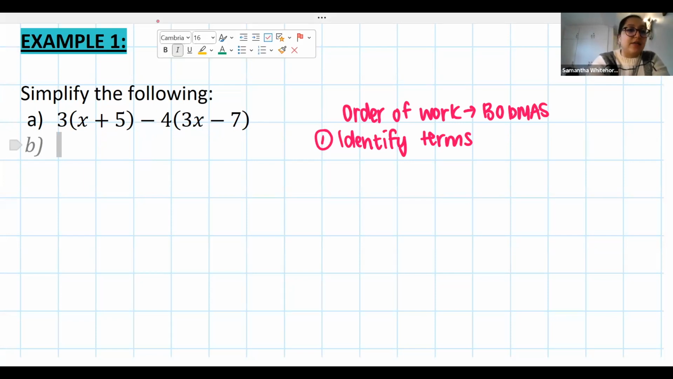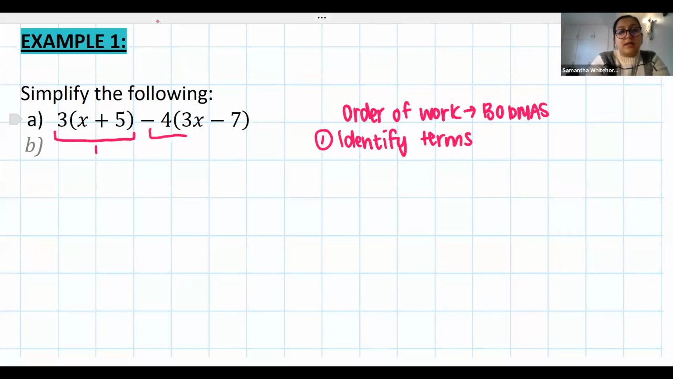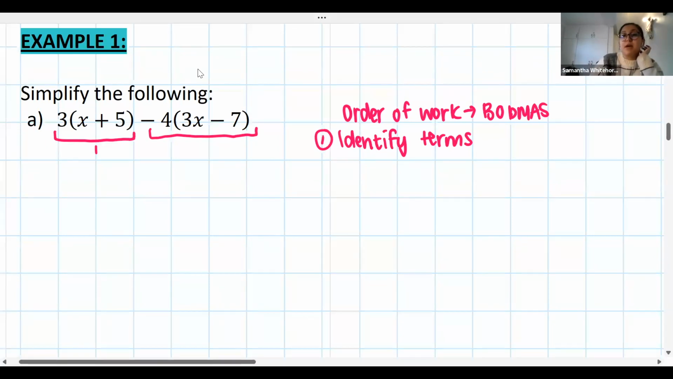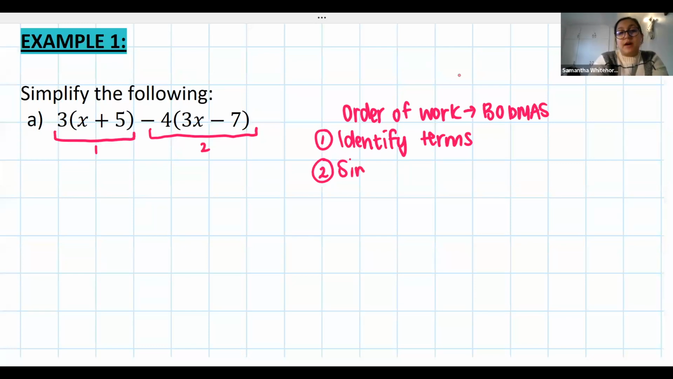So I can see that I have got my first term here of the 3 times the bracket x plus 5, and my second term of negative 4 times the bracket 3x minus 7. We've got 2 terms. And now that we know, the next thing that we need to do is we need to simplify our individual terms. Once we know what our terms are, it makes the simplification a lot easier because we're breaking down our simplification into chunks. Let me first deal with the first term, and then I can deal with the second term rather than just trying to do everything all at once.